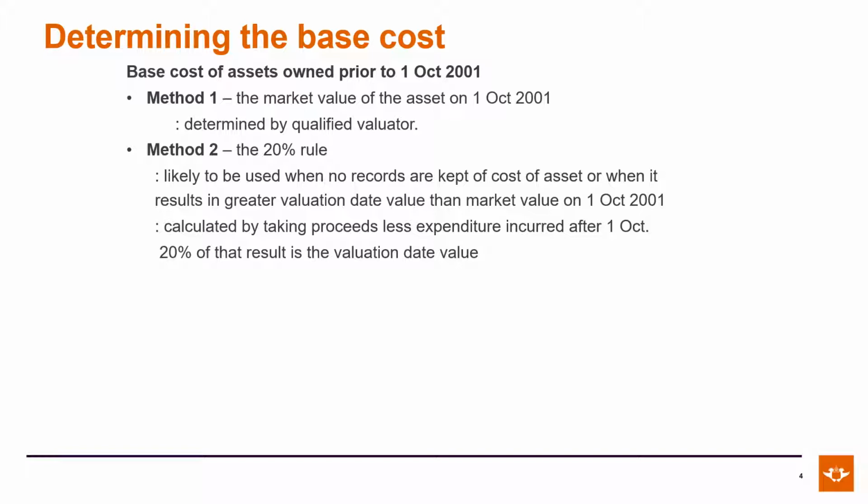Method 1 is where the market value of the asset on 1 October 2001 is determined by a qualified valuator. Method 2 is 20% of proceeds. This method is mostly used when there are no records of purchase price or if it yields a higher base cost value than the market value method.